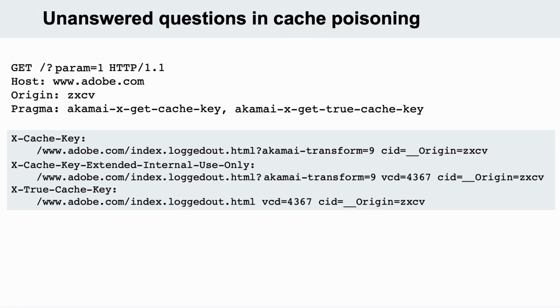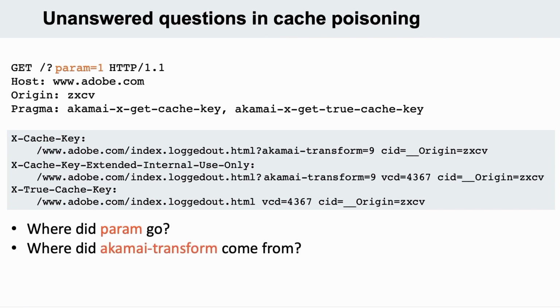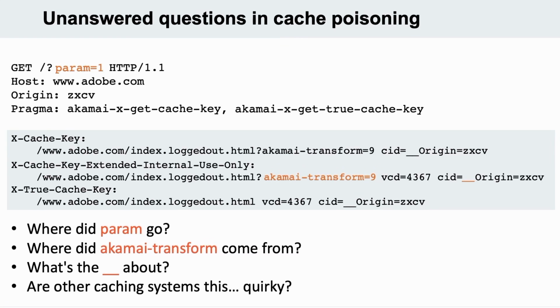But if we assume that there's some kind of element of truth in them, then they still leave us with some quite serious questions, like, where did my parameter go? It's in my request, but it's not in any of the keys. Where did this Akamai transform parameter that I didn't send come from? And why is it in some keys but not other keys? What's this double underscore thing about? That looks kind of shady. And are other caching systems this quirky? Following up on each of those questions led me to an exploitable scenario, which I'm going to share with you today.